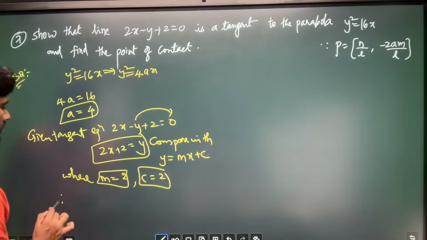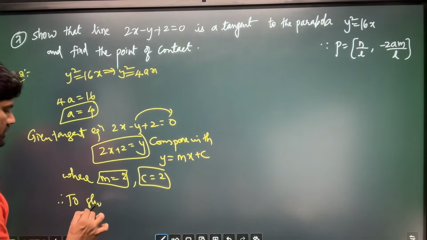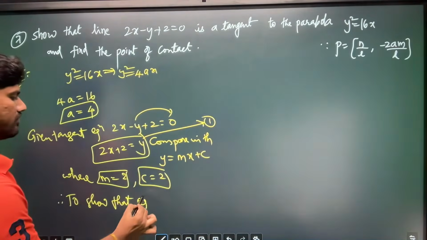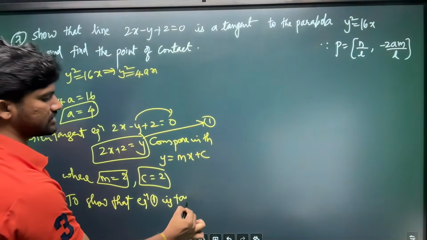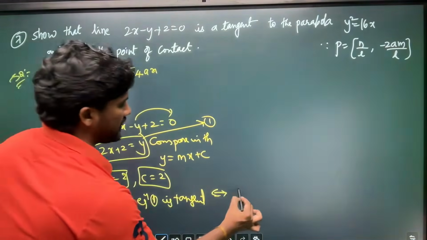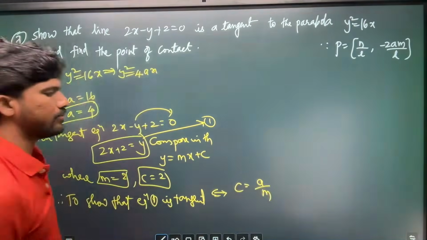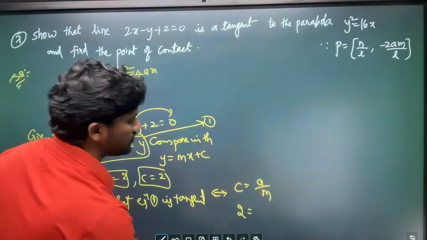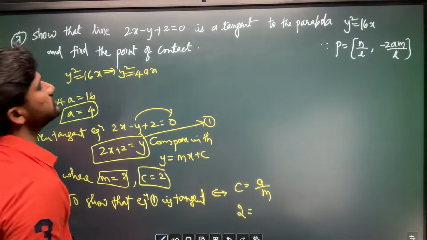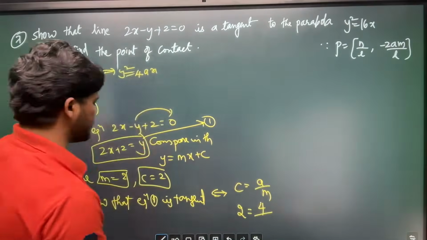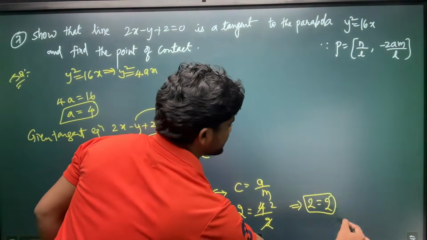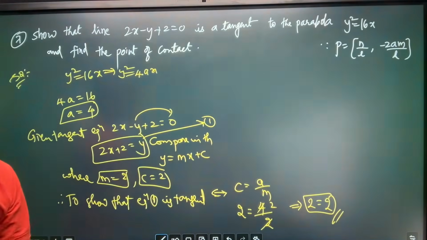So to show that equation number 1 is a tangent, it is enough to show that, if and only if, the condition c is equal to a by m. What is the c value? 2 is equal to a by m. What is the a value? 4. So 4 by m, that is 2. We got 2 is equal to 2, so the condition is satisfied. So c is equal to a by m is satisfied.